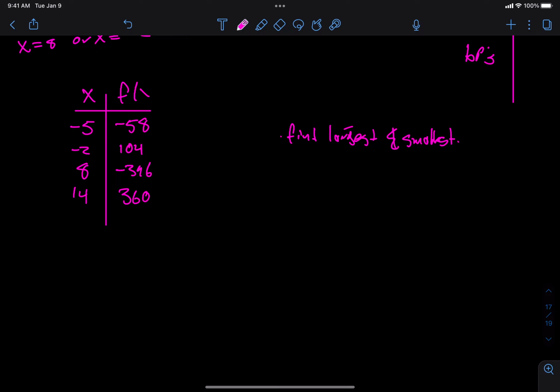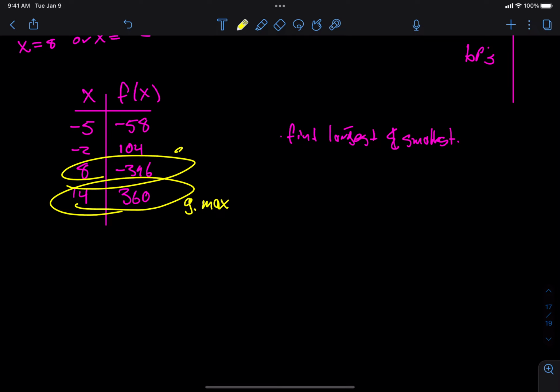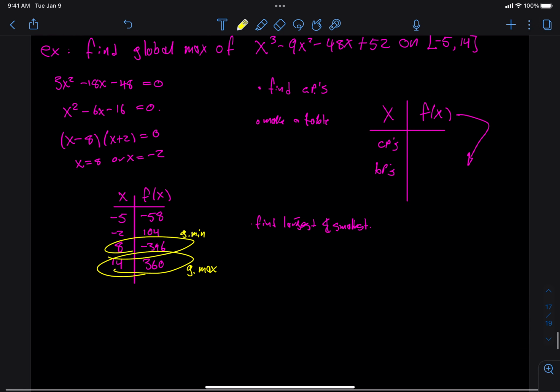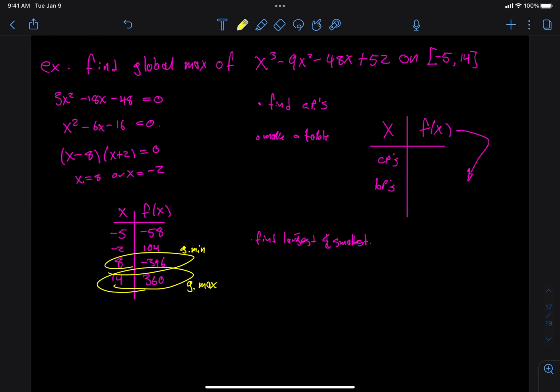I'm glad I wrote them out in advance. So which one is the global max? Yeah, it occurs at x equals 14. This is our global max, and our global min is at 8. So that's it. Again, find the critical points, put them in a table with all the boundary points, plug all those into the function, and look for the tallest one or the shortest one. Okay?